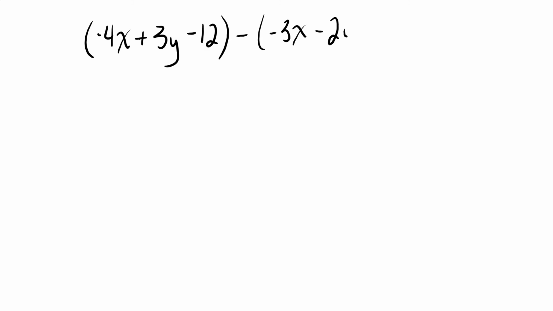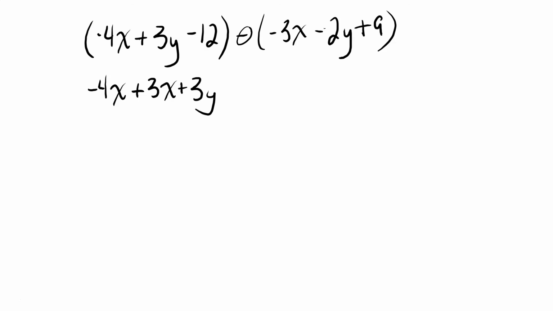But supposing we had negative 4x plus 3y minus 12 minus negative 3x minus 2y plus 9, and we can solve that as well. Collecting like terms, we've got a negative 4x, and here we're subtracting a negative, so that means we're adding 3x. Then we've got a plus 3y. And here again we're subtracting the negative, so we've got a plus 2y, got a negative 12, and then we're subtracting 9.